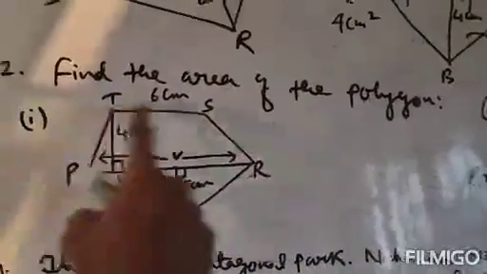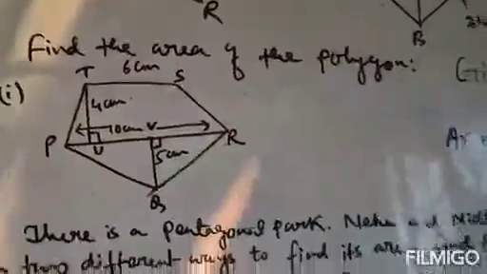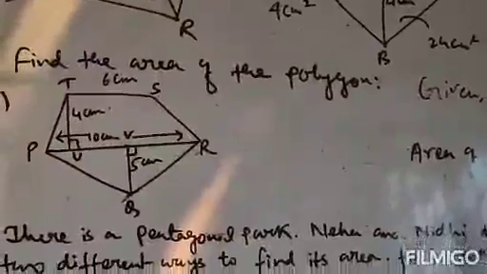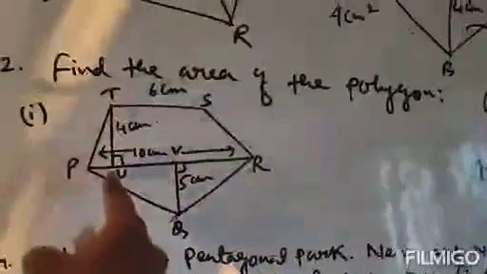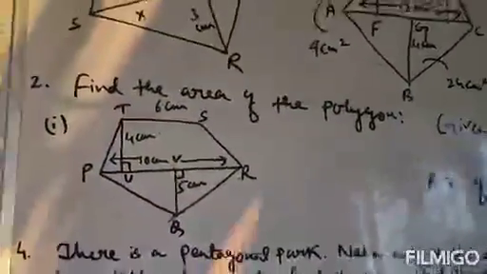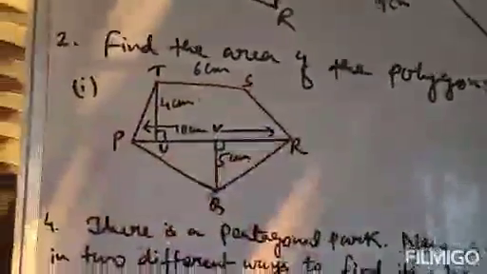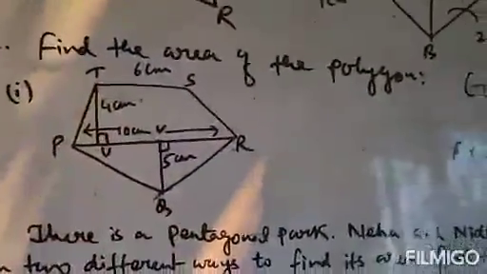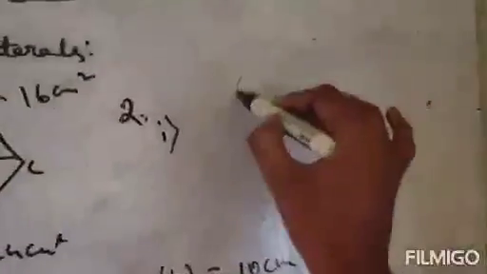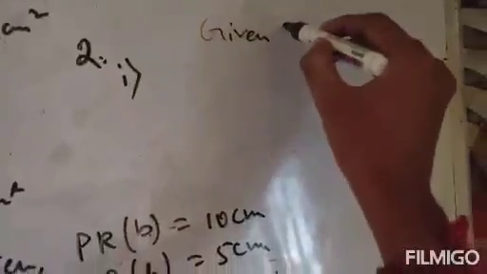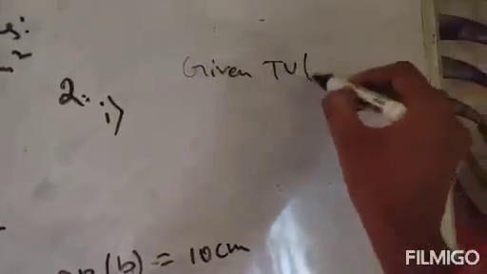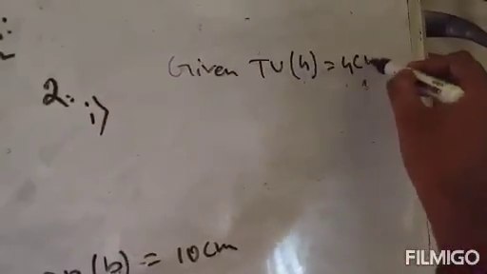The formula for finding the area of a trapezium is 1 by 2 into the sum of parallel sides into height. One parallel side is 6 centimeter and another one is 10 centimeter. So 10 plus 6, and height is 4 centimeter, so 10 plus 6 into 4 into 1 by 2 will be the formula. The height is TU, that is 4 centimeter. So just write given: height, that is TU, equal to 4 centimeter.